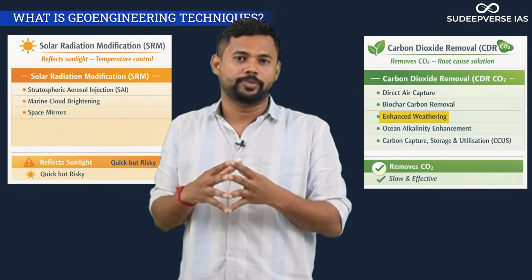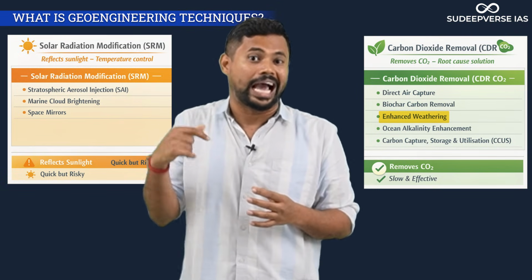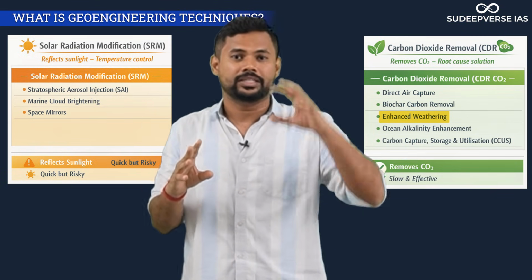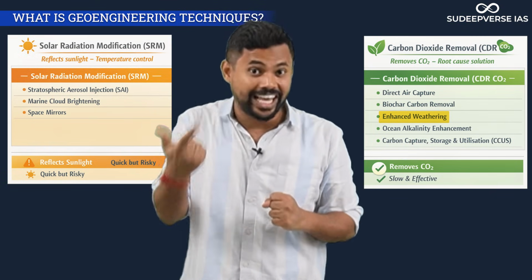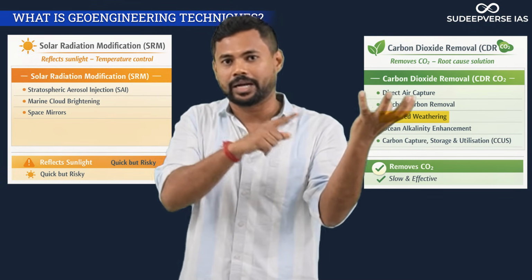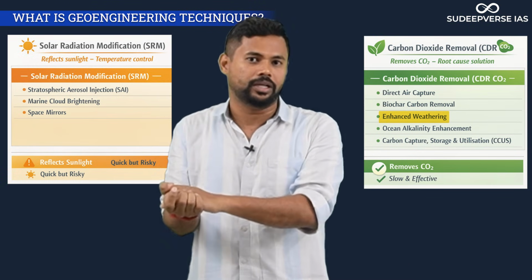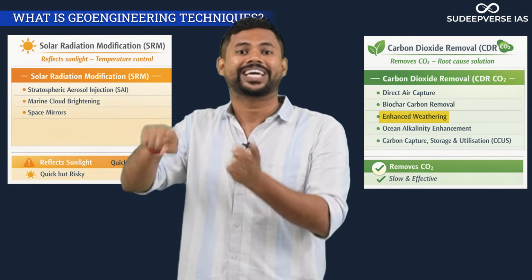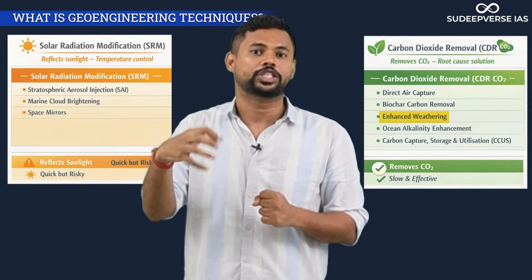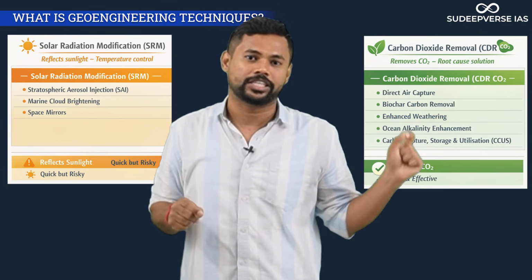Why basaltic rocks? Because these basaltic rocks are rich in alkaline materials such as calcium, potassium and magnesium. When this atmospheric moisture that contains carbon dioxide, that is carbonic acid, comes in contact with alkaline material, the carbon dioxide will convert into calcite, and when it converts into calcite, it becomes a solid form and gets locked in the rock, and that is what is enhanced weathering.